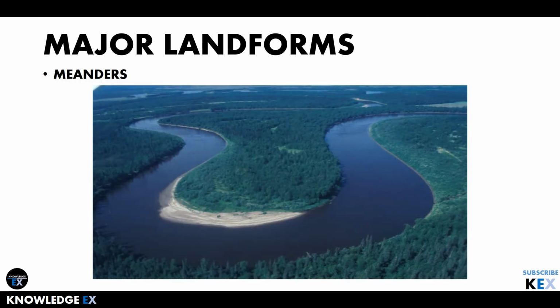Now we'll see what is meandering. Whenever the river enters the plain, it twists and turns, forming large bend-like structures. They are known as meanders. As you can see, the river is taking huge turns, and these turn-like structures are known as the meanders.